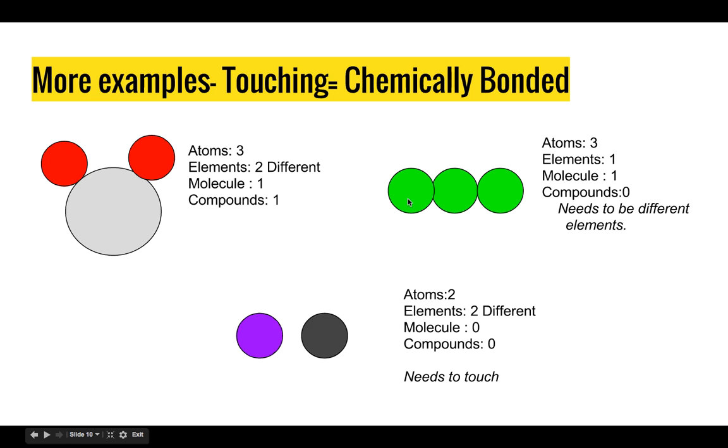Here's some more chemically bonded. We have 3 atoms here, only one element. These are all the same element bonded together, which makes one molecule. We would have 0 compounds here because we need to have different elements to be considered a compound. And here we would have just 2 atoms and 2 different elements. It would not be considered a molecule or a compound because these are not touching. So these are examples to help you get through how atoms bond with other atoms.